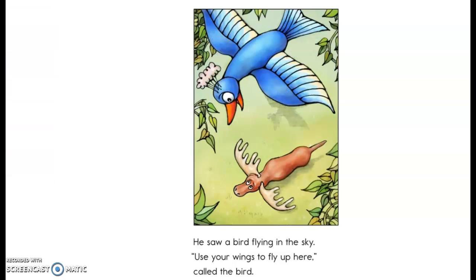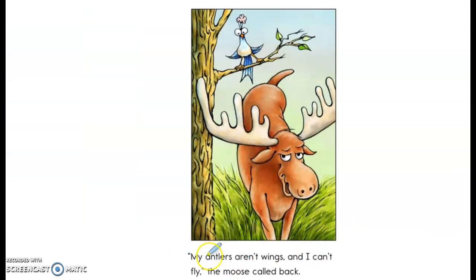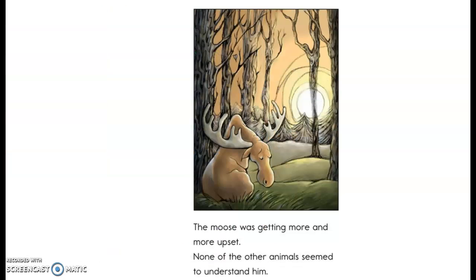And then there's a bird that wants the moose to use its big wings to fly. Well, we know these are not wings. These are called antlers. Antlers. They aren't wings. And then Moose is getting more and more upset because it doesn't seem like he's going to find any friends.